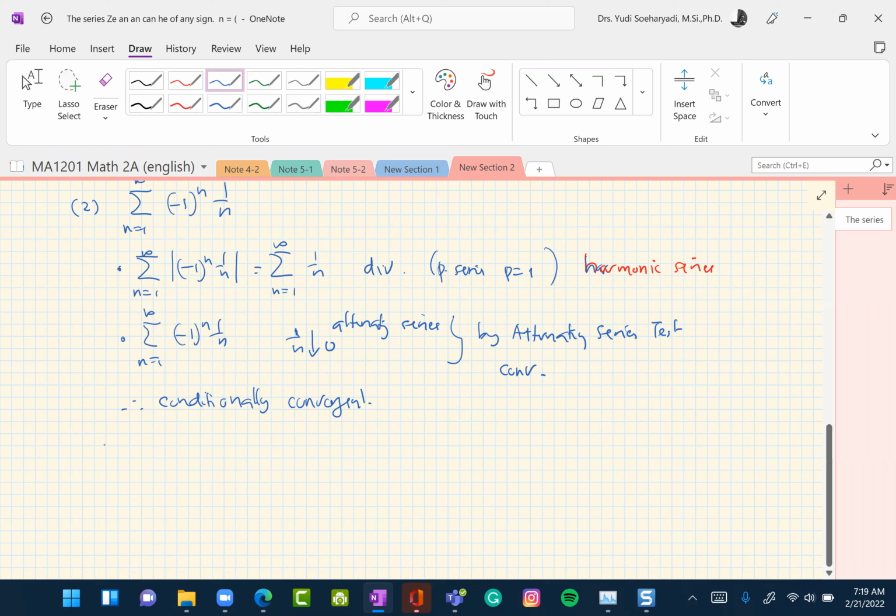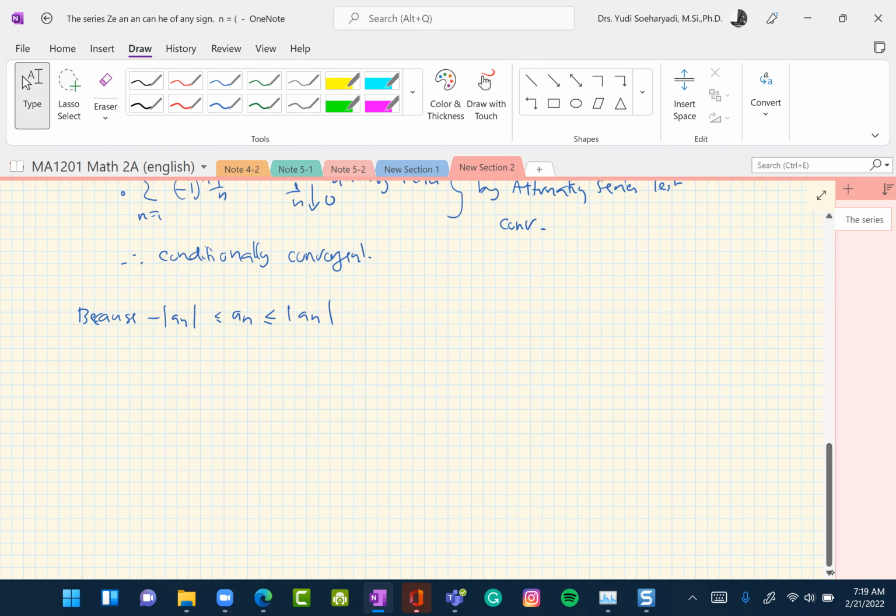And the nice thing about absolute convergence is this one here. Because we know that the a_n is somehow sandwiched between this absolute value and the negative absolute value. So if the absolute value converges, you know that this is bounded by converging things, so this must be bounded. So it converges.